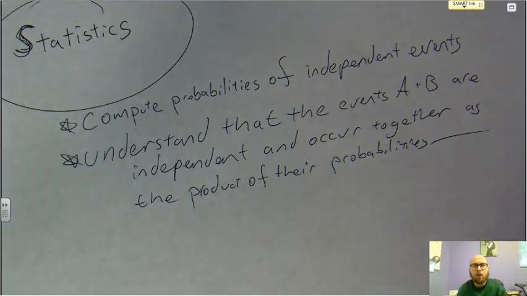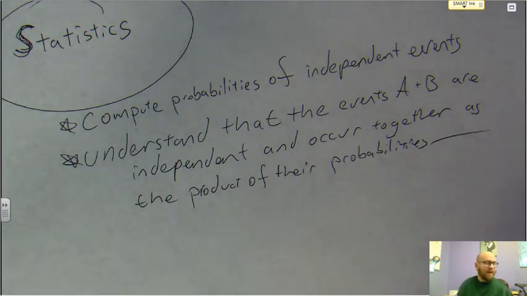Hello there. I want to help you understand some basic statistics useful for essential skills work samples. So the things that I want to focus on in this video are helping you be able to compute the probabilities of independent events, and also to understand that the events A and B are independent and occur together as the product of their probabilities. Remember, product means multiplication. So we'll start with a simple example here, okay?